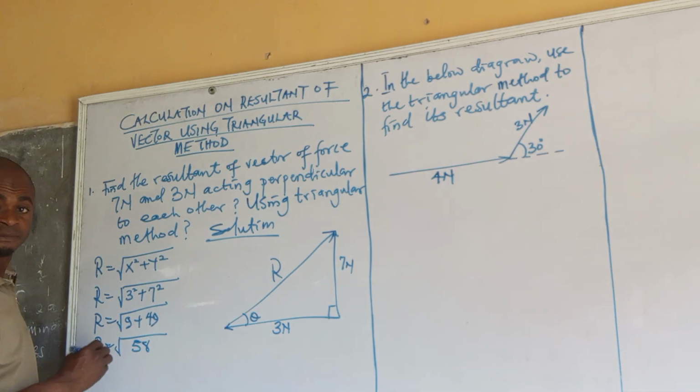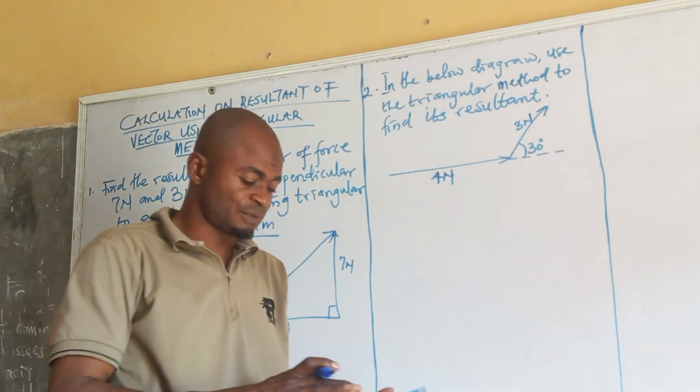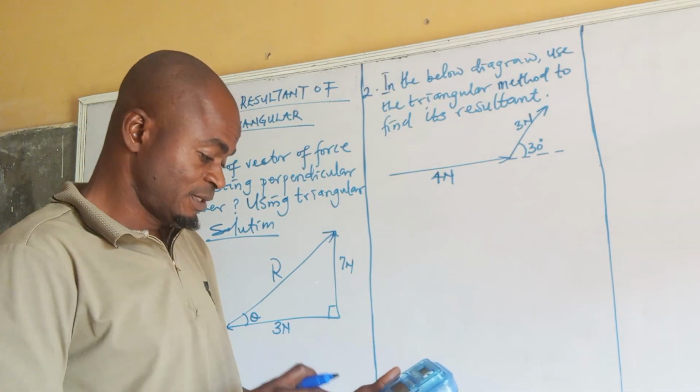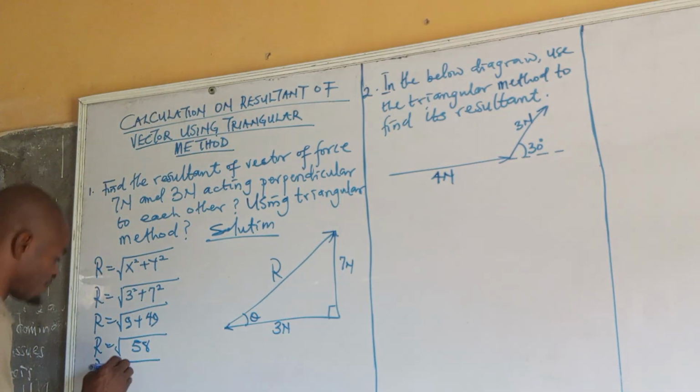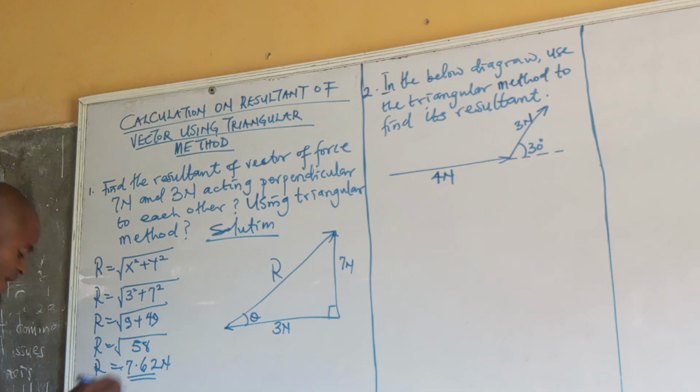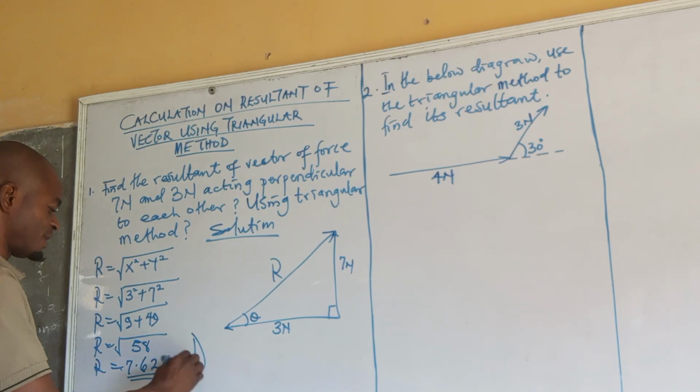Once you have your 58 here, the final R is going to be the square root of 58. Use your calculator to press the square root of 58, which gives us 7.62 Newton. You can have it as 7.6 Newton by approximation. Having gotten the magnitude, you need your direction.